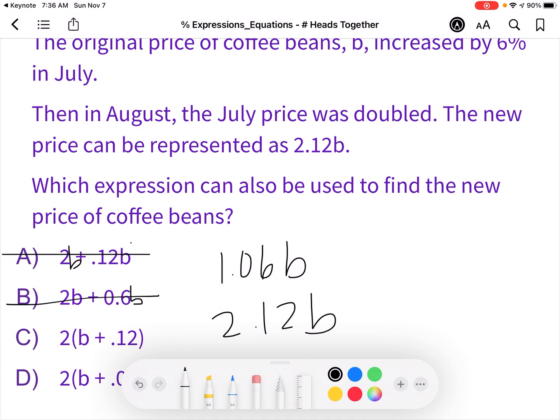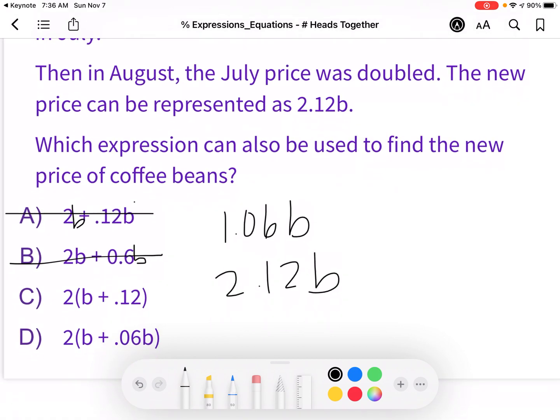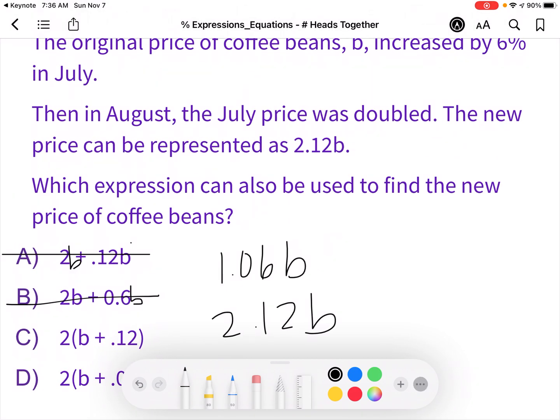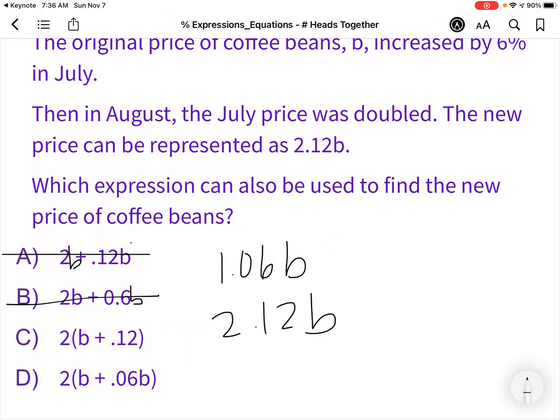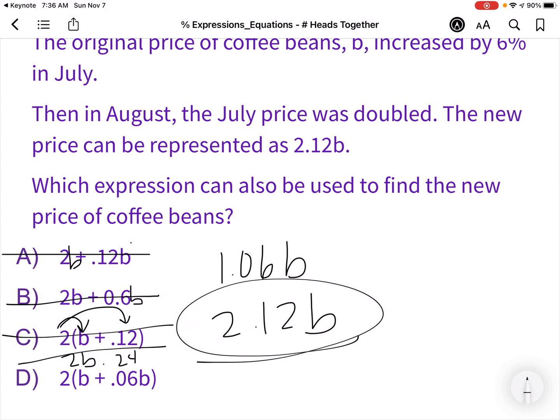All right, so now I'm thinking about the distributive property, which is something you guys talked about last year. We're going to look at it today. So I have 2 times B, and I get 2B, and 2 times 0.12, I get 0.24. Well, that's not this. 2B plus 0.12B. There we go. 2B plus 0.12B, it's got to be D.